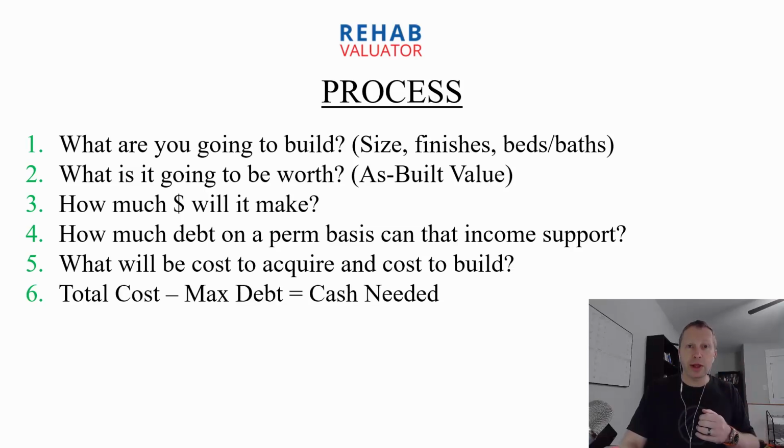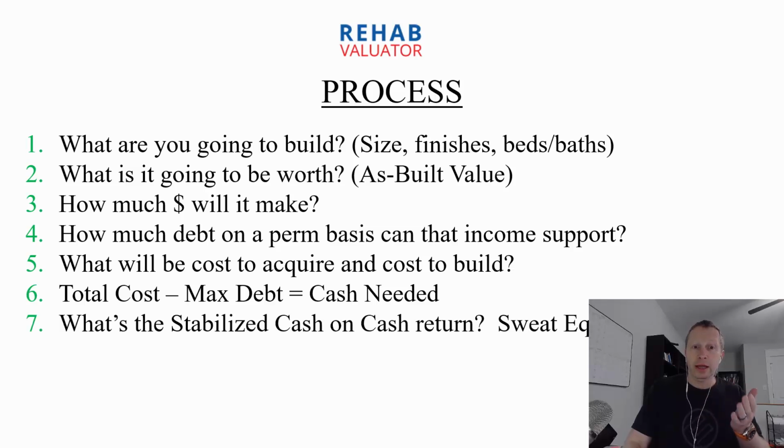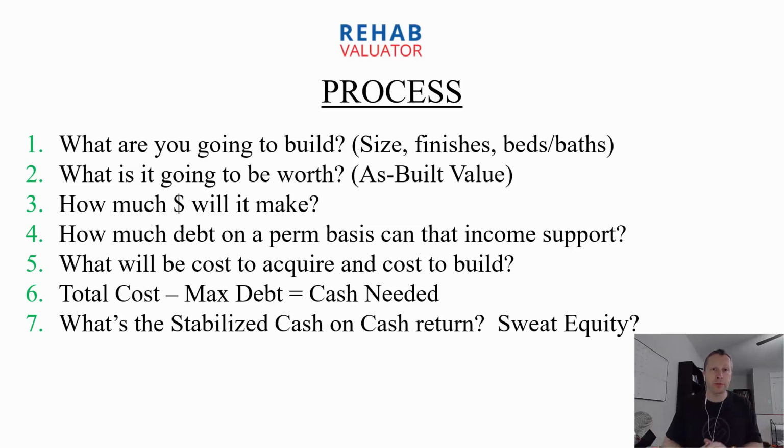And that's going to tell you your cash required. This is how much it's going to cost to acquire and build. This is how much debt it can support. So this is how much cash I need to do this deal. And now you know income and cash required, then you can start figuring out return metrics, cash on cash return, sweat equity, IRRs, equity multiples, etc., etc., etc. That's it. This is the process.